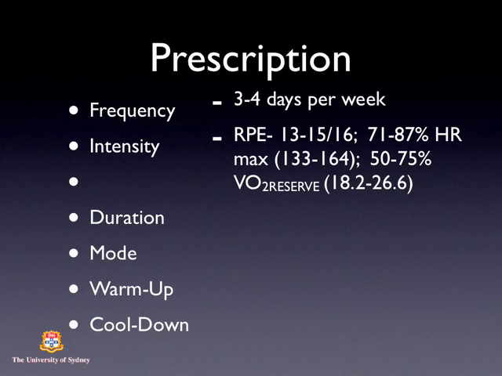50 to 75% of VO2 reserve. You do have his VO2 max, so 18.2 to 26.6 mils per kilo per minute. Duration of his exercise bouts should be somewhere between 20 and 60 minutes. How long each bout is going to be is up to you based on what you think is appropriate.